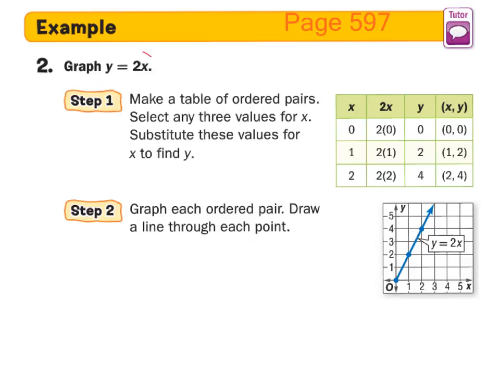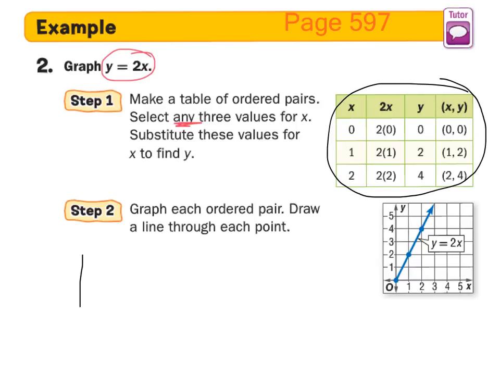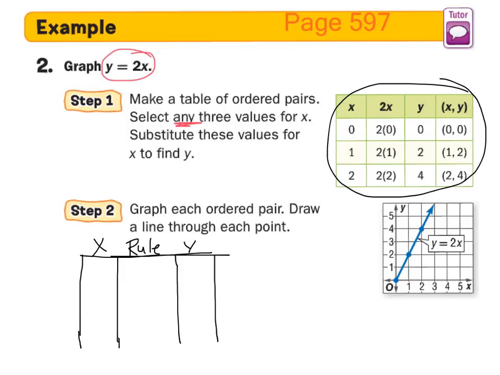They've given us a linear equation. So then we get to make a table with ordered pairs, and you get to select any 3 values you want for x. So now what we will do is create a chart like this one so that we can come up with our ordered pairs. So let's start on our own instead of just looking at theirs. We need a column for our x. We'll put the rule in the middle, and then we'll have our y's. And from this, we will make our ordered pairs.